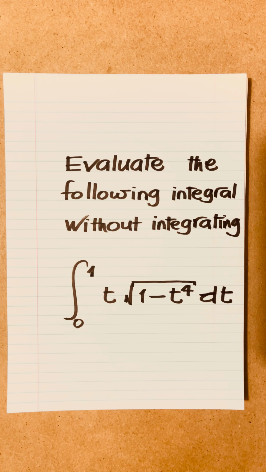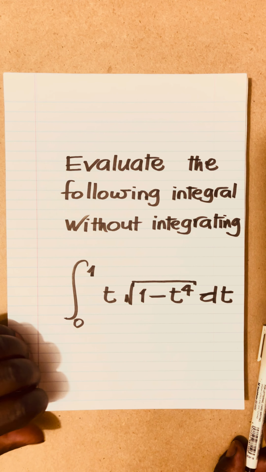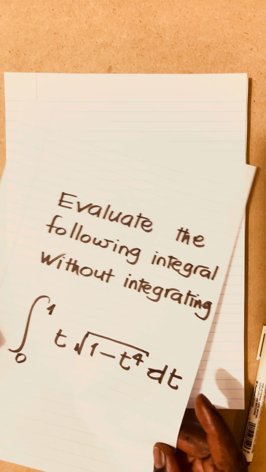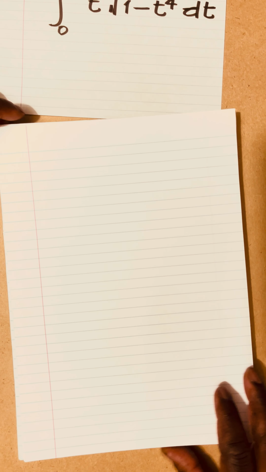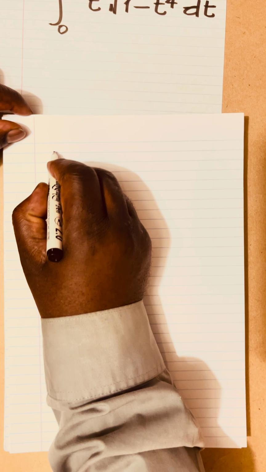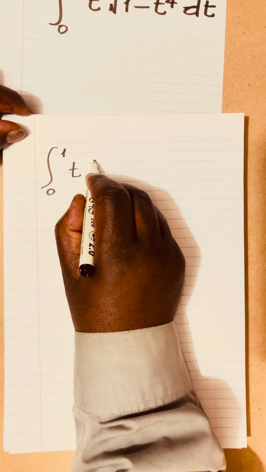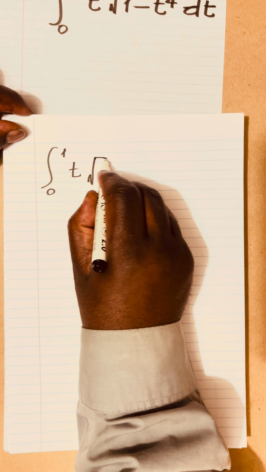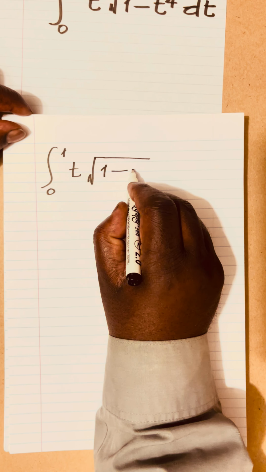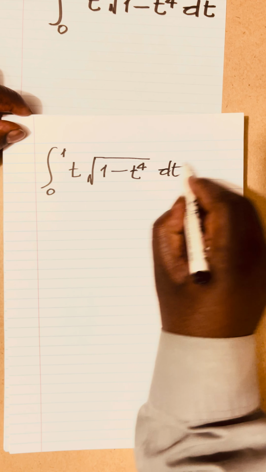In this video we are to evaluate this integral without actually performing integration. Now how is it done? Here is the approach. So we have the integral from 0 up to 1 of t times the square root of 1 minus t to the power 4 dt. Let's call this page 1.